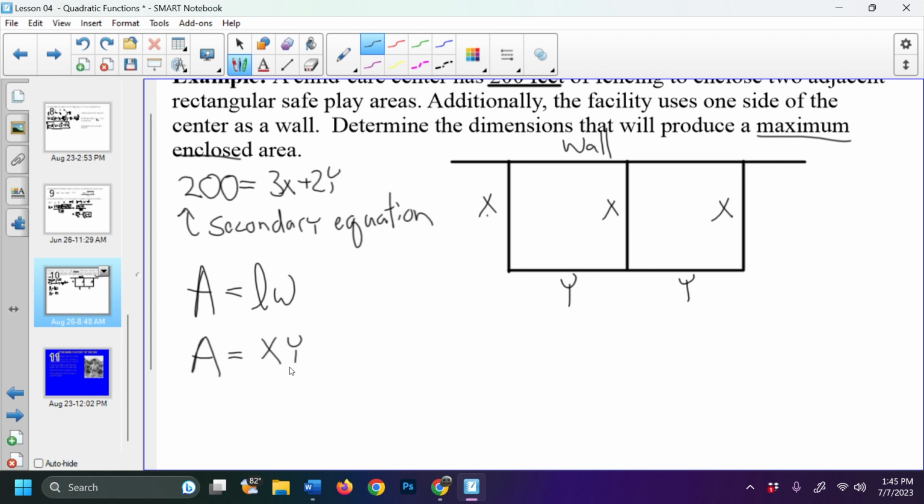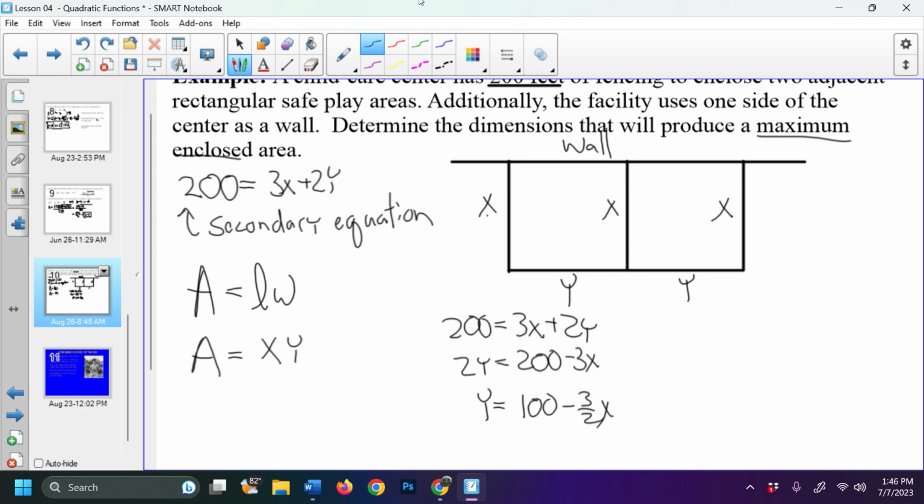So what I'm going to do is take this secondary piece of information, 200 is equal to 3x plus 2y, and solve it for y. And to do that, I'll flip this equation over and subtract 3x from both sides. So I'll have 2y is equal to 200 minus 3x, and then I will divide both sides by 2. So I'll have y is equal to 200 divided by 2 is 100. And then negative 3x divided by 2 will be negative 3 halves x.